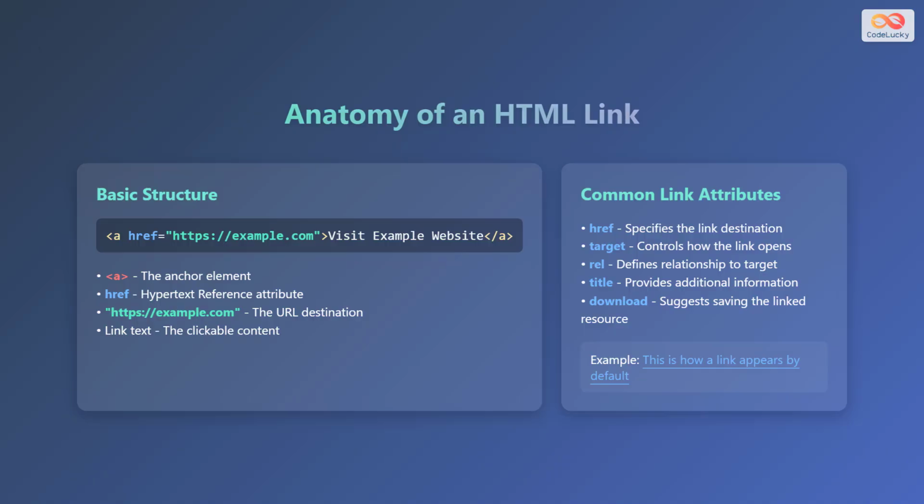Common link attributes include href, which we just described, the target attribute, which controls where the link opens, the rel attribute, which defines the relationship to the linked resource, the title attribute, which provides advisory information about the link, and the download attribute, which prompts the user to download the linked resource.